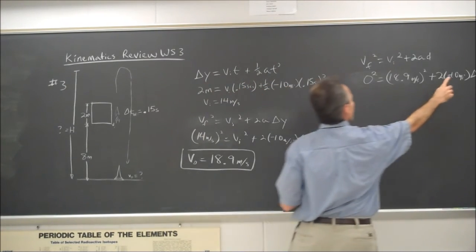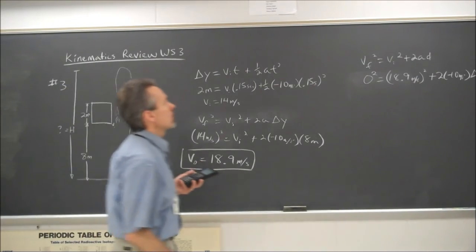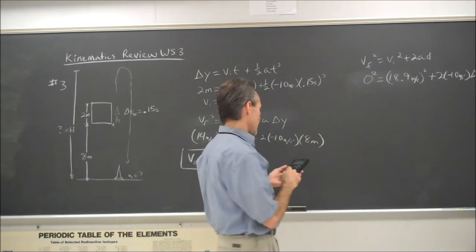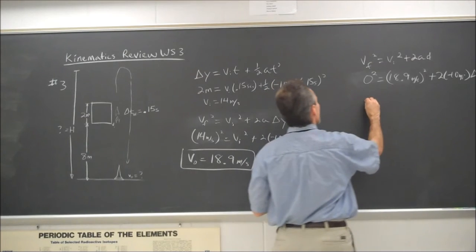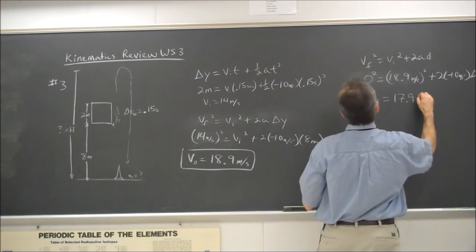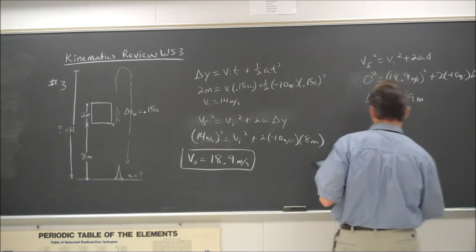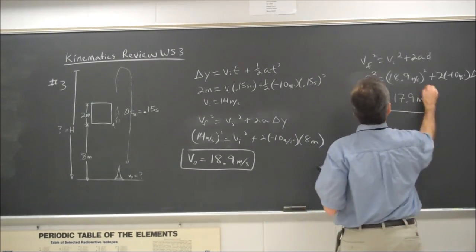It's negative because if I'm saying that upward is positive, then the acceleration downward has to be negative. I get delta y to be equal to 17.9 meters for this one. And that's the height that it goes.